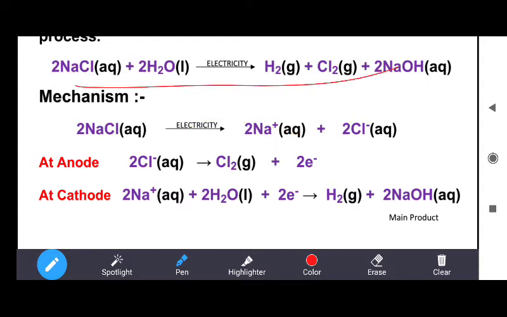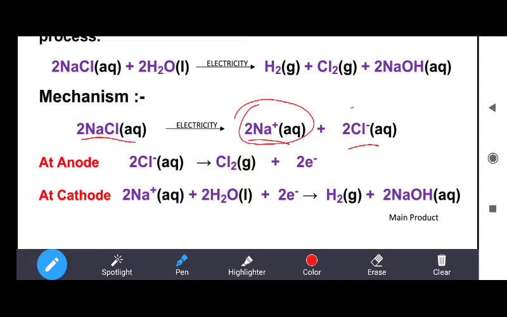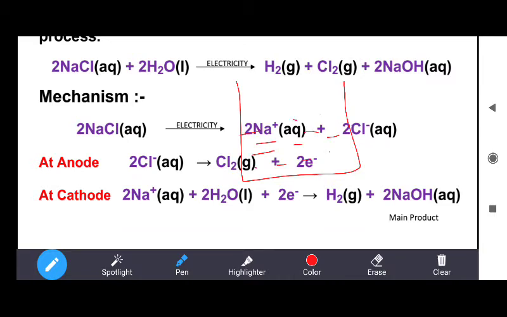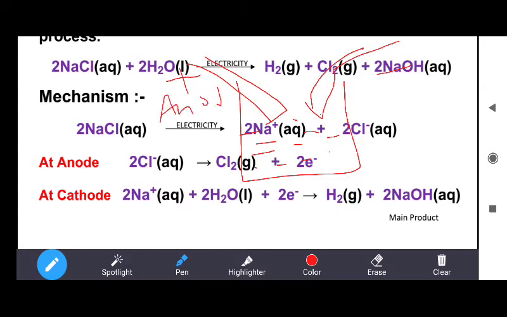The mechanism of this reaction can be given as follows. Firstly, the brine solution undergoes electrolytic decomposition to form Na+ ions and Cl- ions. Suppose we take a brine solution in a container and two electrodes are placed in this solution, one positive and another negative. The positive electrode is known as the anode, and the negative electrode is known as the cathode.